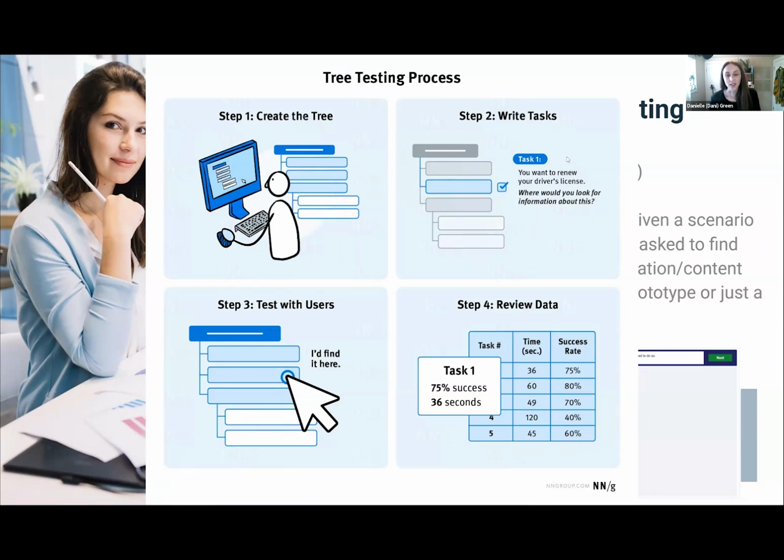Where would you look? Then the user clicks through and then you measure things like time on task, how many people succeeded, how many people failed, how many clicks did it take them. And then, like I said, often you'll hear first click. So what was their first click on the task?